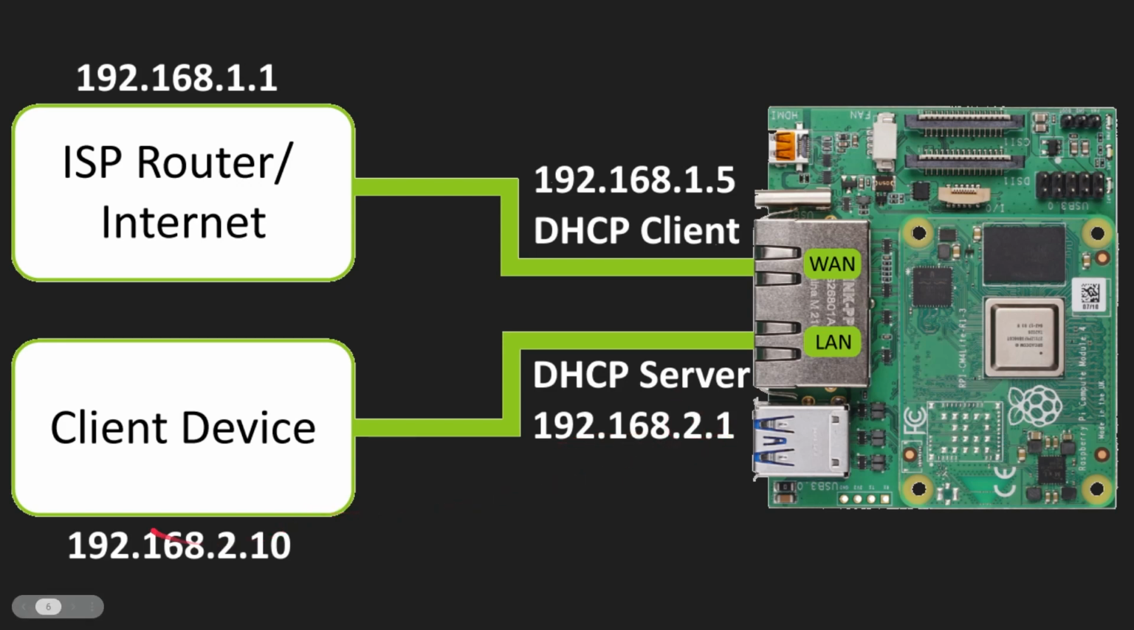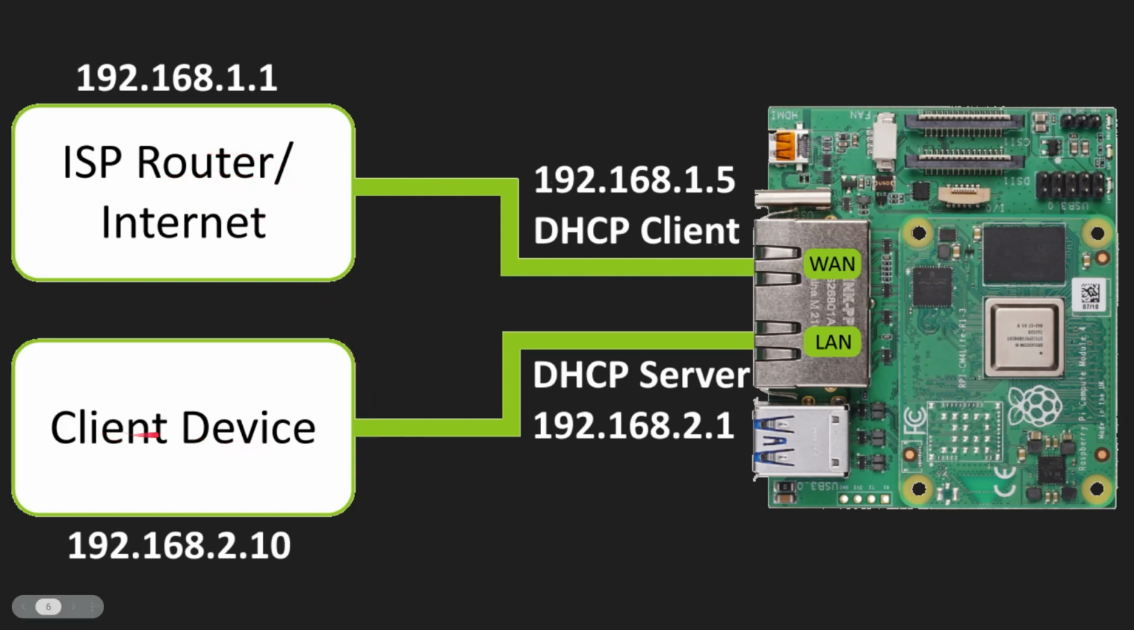192.168.2.1 would be that one. And then I've got a client device here as an example, 192.168.2.10, and it's got its address from here. And then on the other side, this acts as a DHCP client, which means it asks for an address: what address do I need on this network? And then it is connected to your ISP router or modem for off to the internet.